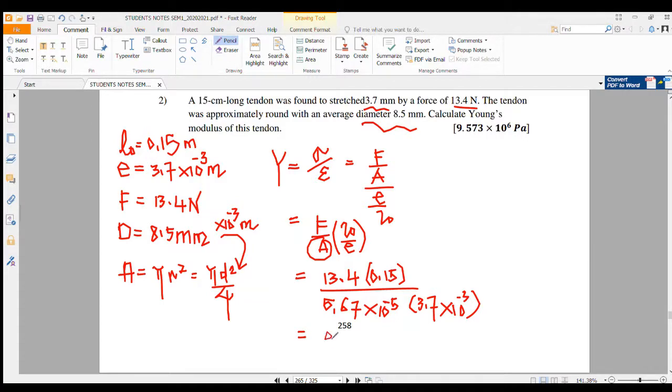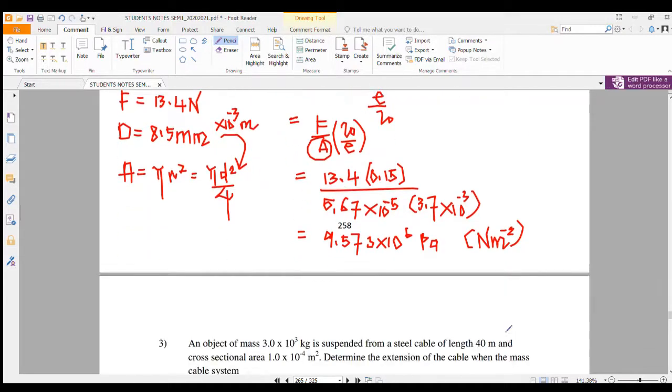So you will get 9.573 times 10 to the power of 6 Pascal. Actually, Pascal you also can write as Newton per meter square, either one. So this is question number 2. You may pause the video if you want to do the calculation. Okay, next question is number 3.